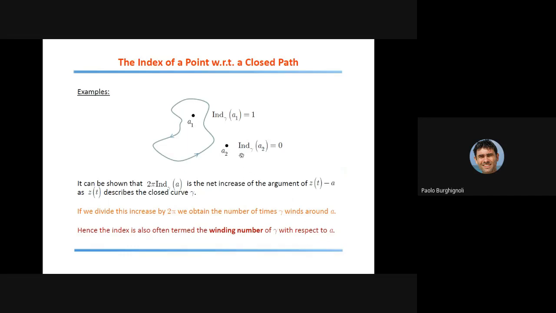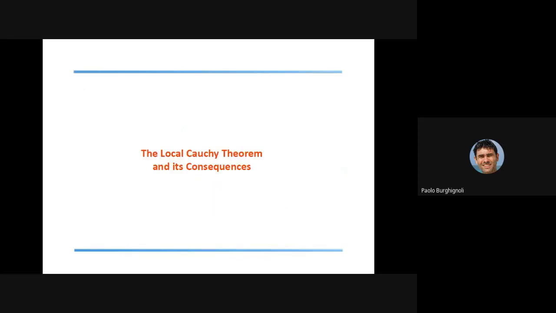So as you can see in this example, A2 being outside the curve is such that the curve does not wind around A2, whereas the curve in this example winds exactly once around A1, so the index is equal to 1. The index appears in many fundamental ways in the theory of complex analytic functions. In particular, we will see its appearance in what is probably the most important theorem of the entire theory, which is the so-called Cauchy Theorem. We will start with a local version of the theorem, and we will end this lesson with a global version.